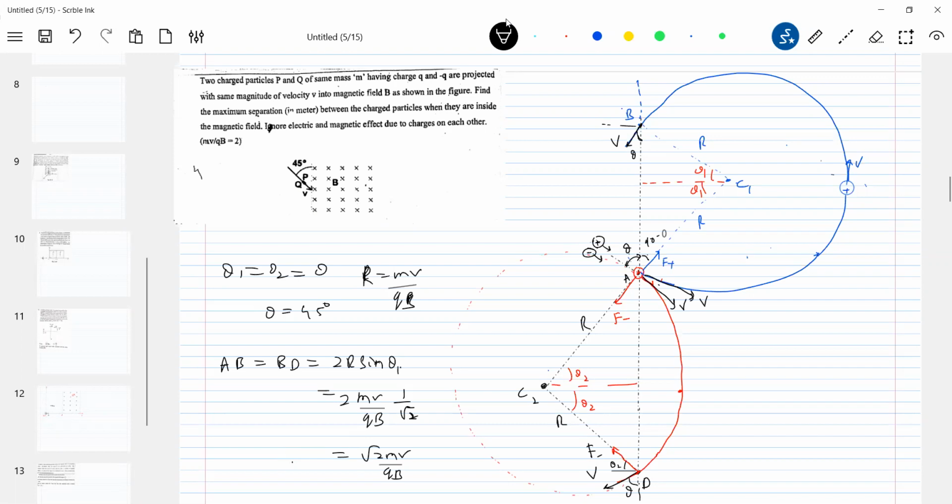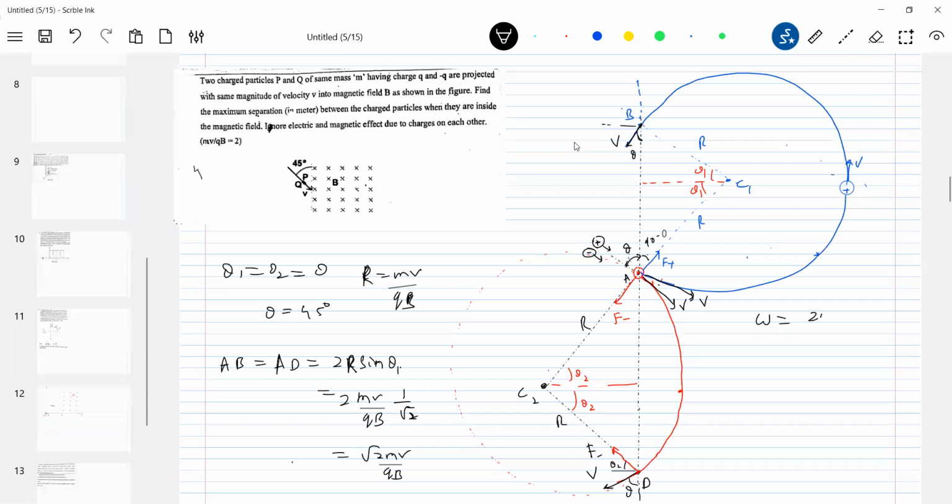What about the time spent? I'll come to that. When they ask for the maximum separation, I'll find it out. So what is the time spent by the positive charge particle? AB equal to BD, I think I changed its symbols, okay, I'll make the correction. Now, what about the time spent? Will both charged particles spend the same time? No.